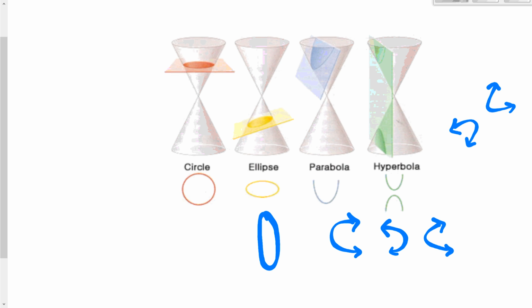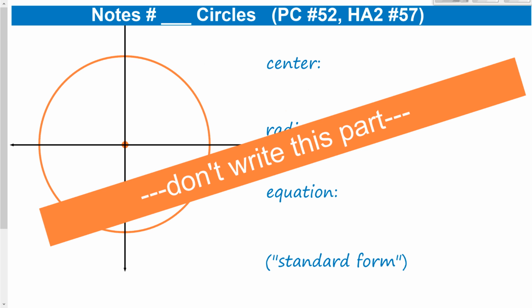Okay, so today we're going to talk about circles. And because this is a lesson for both pre-calculus and honors algebra 2, your notes number will be different. So I think that pre-calculus is on 52 and honors algebra 2 is on 57. And what we're going to do is look at the equation of a circle, and then we'll do some practice problems going back and forth from equation to circle or from important information to equation.